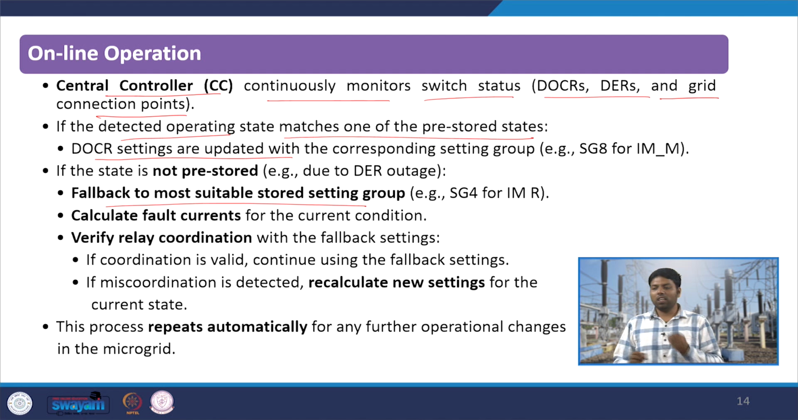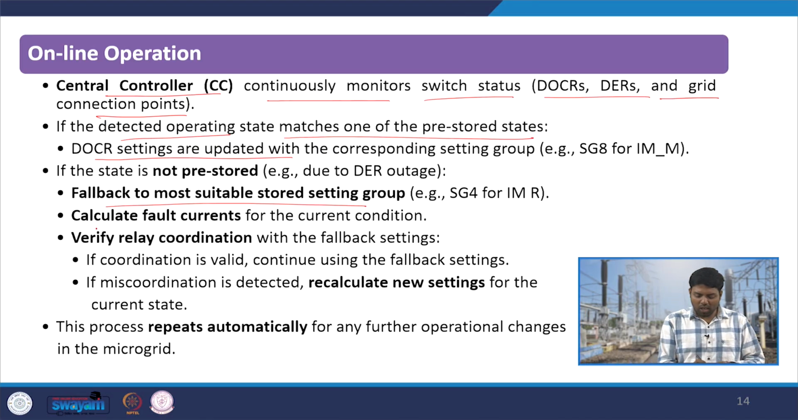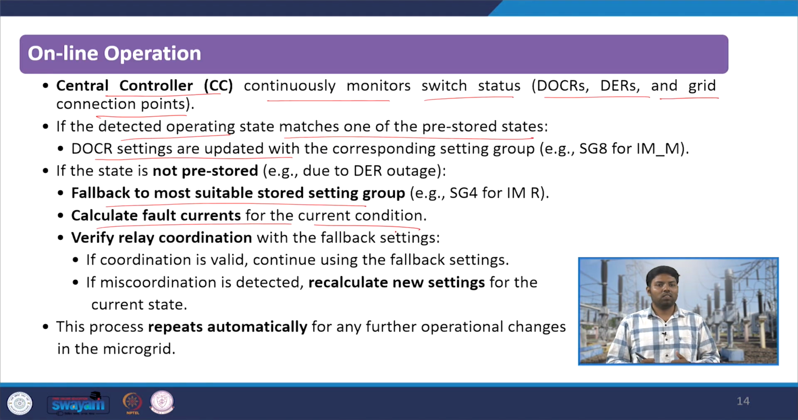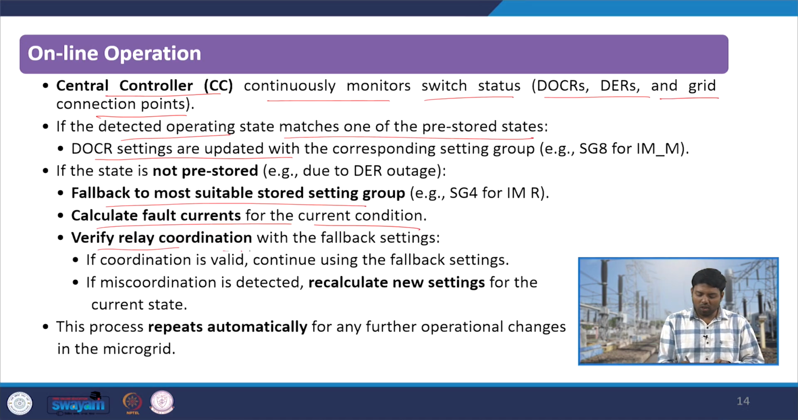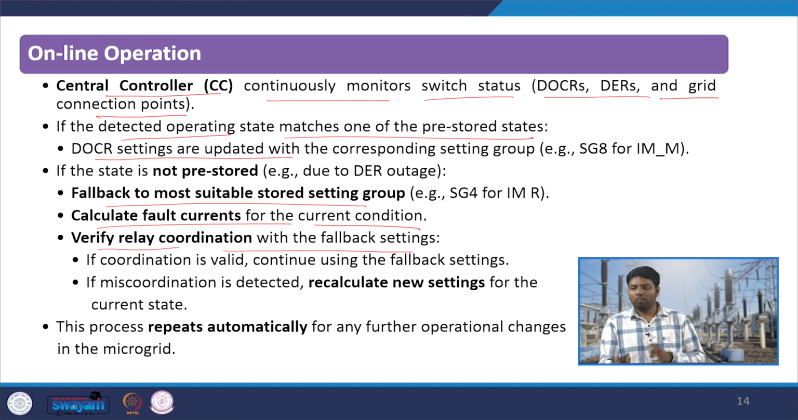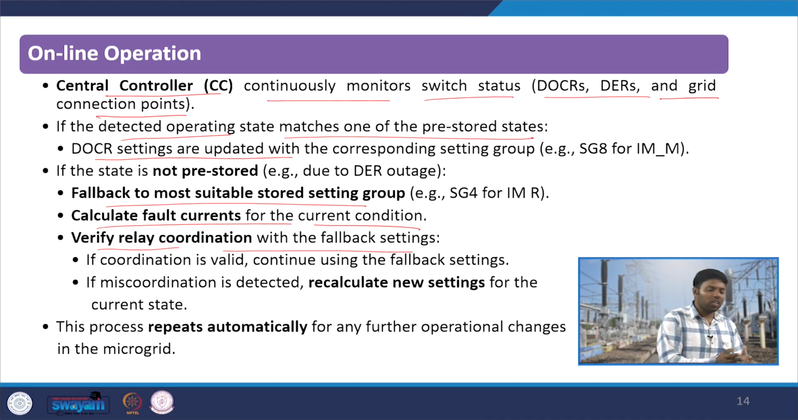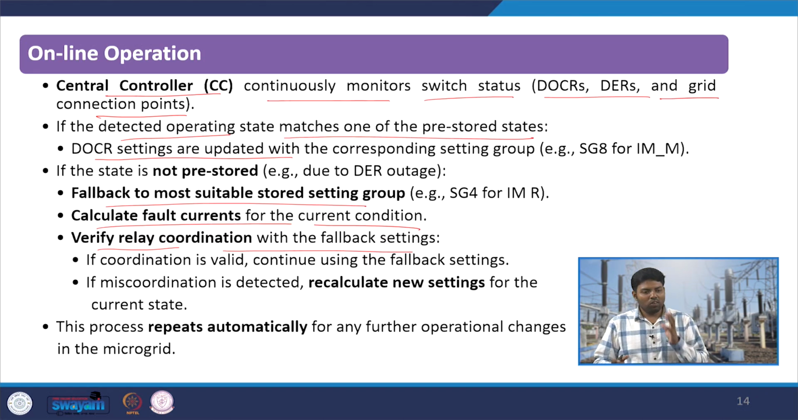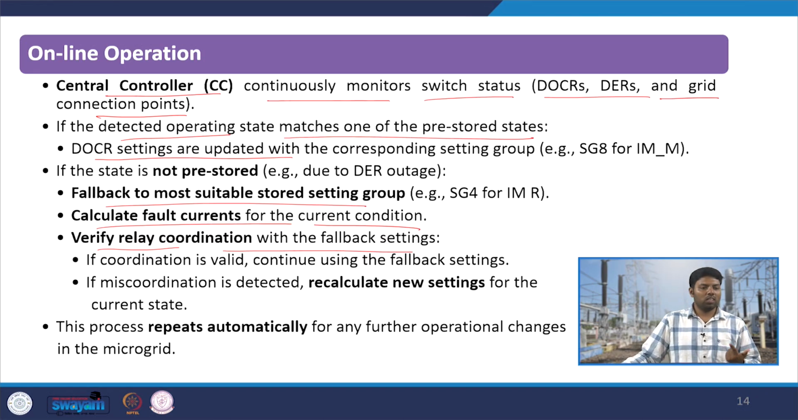Like, let us say the fault current is there and the fault impedance is somehow different, but it is an islanded mode or grid connected with only one PCC mode. So, it falls to that category. Then calculate the fault current for the current condition. Then verify the relay coordination with the fallback setting. With whatever settings you have calculated and pre-stored, with that new fault current condition, see whether your relay settings are obeying the coordination principle or not. If the coordination is valid, continue using the fallback setting.